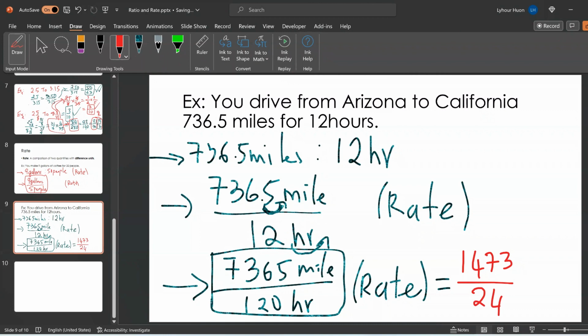Can we simplify more? And on top of that, don't forget to write the units, because rate always comes with units. Ratio doesn't have units because they are in the same unit, so we already simplified. Now, 1,473 and 24. Can we simplify more?